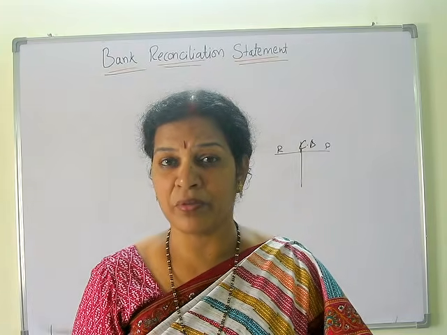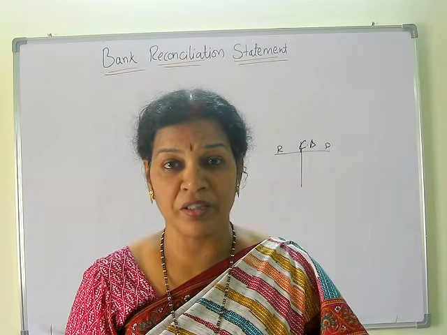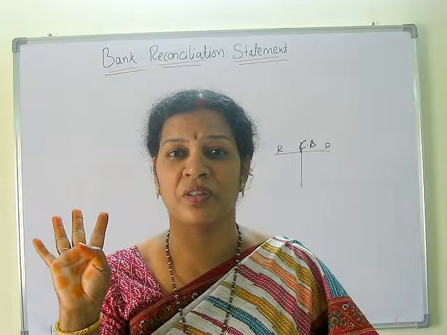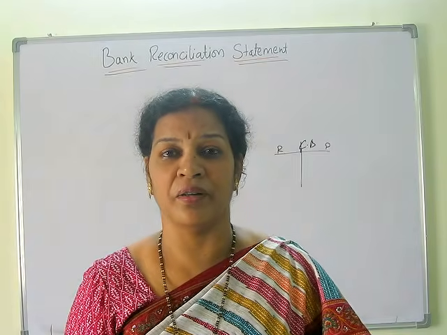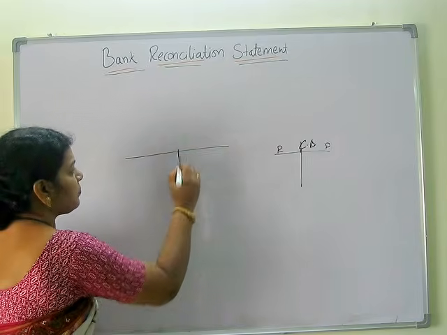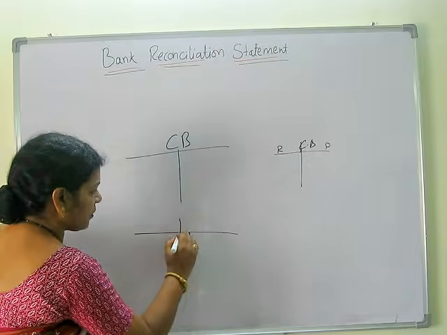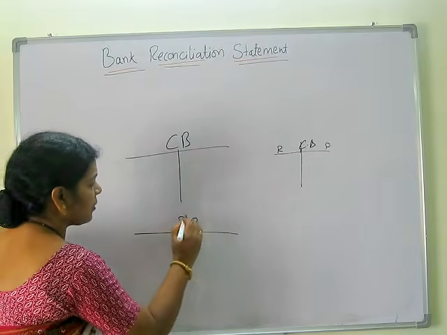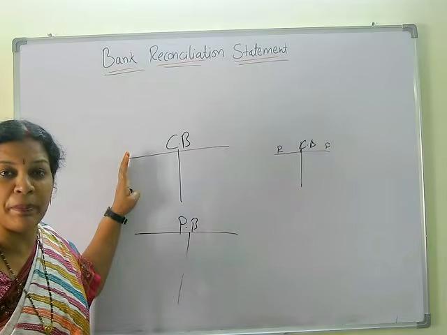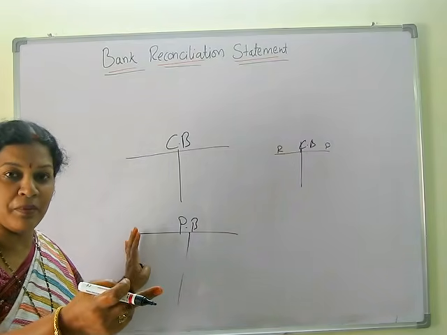Now here, how many books are we supposed to have knowledge of, or maintain? One is cash book and the other is passbook. We should have knowledge of these two books. So the first one is, as I said, cash book, and another one is passbook. Cash book is maintained by us, we are preparing cash book, and passbook is in the bank itself, bankers will maintain.